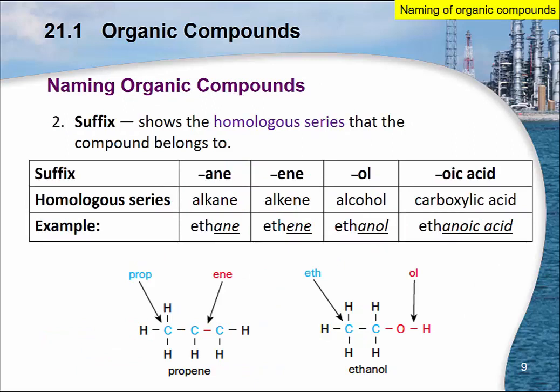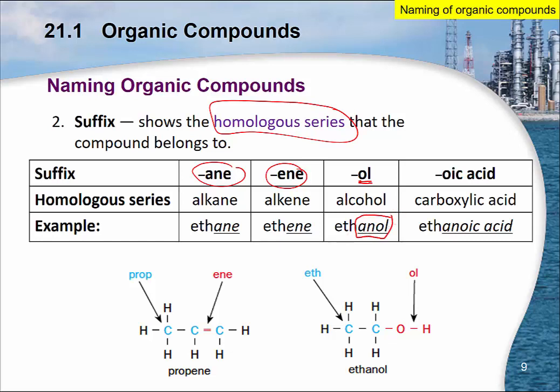Now, the suffix shows the homologue series. In other words, after naming the number of carbons, you must tell me which family it is. For example, the alkane family will end with ANE. Alright? And the alkene family will end with ENE. The alcohol family will end with OL. Okay, but of course you remember that it's ANOL.